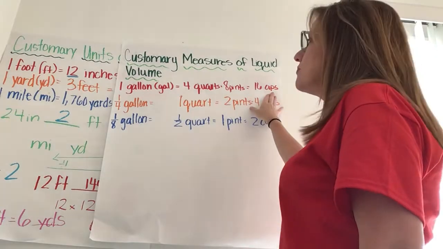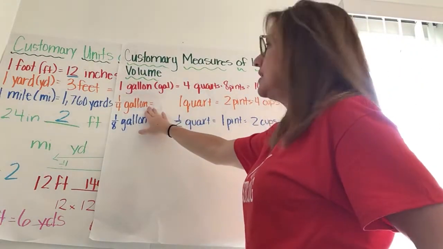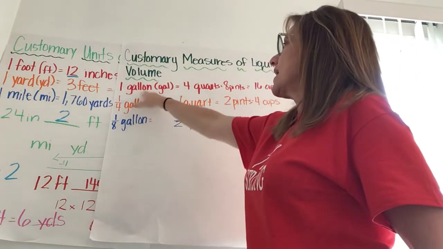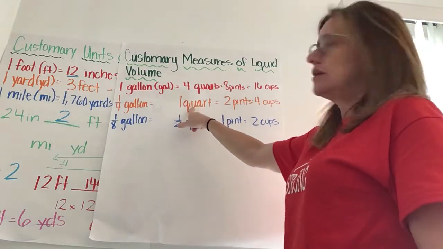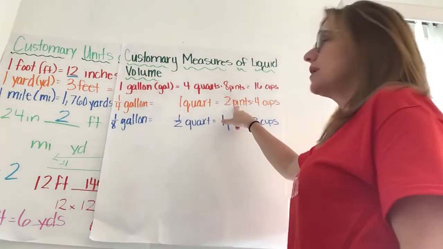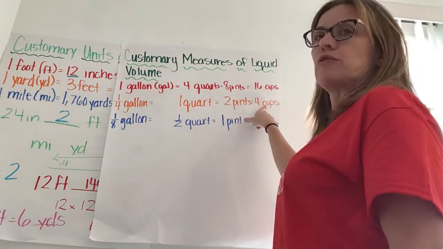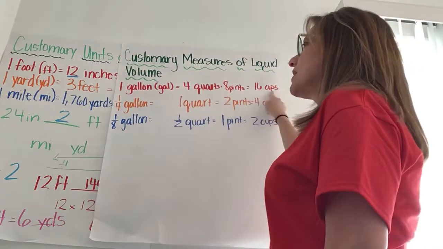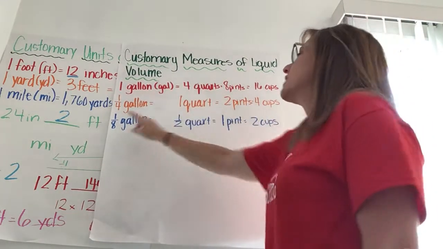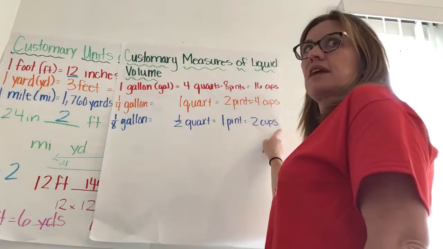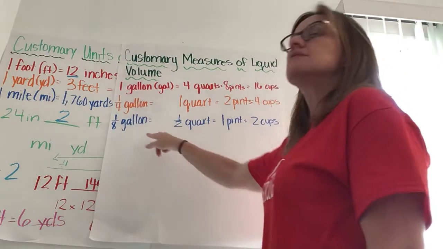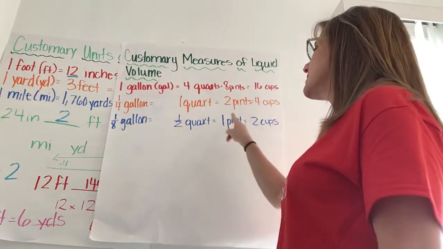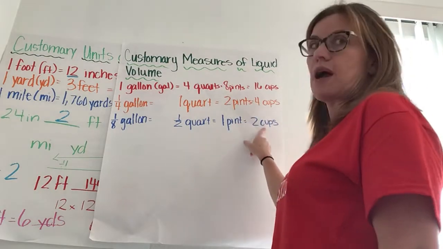These are all equal. A quarter of a gallon is equal to 1 quart, which is also equal to 2 pints, which is also equal to 4 cups. If you take all of this and divide by 4, you get that. If you divide by 8, you're going to get this. So 1/8 of a gallon is the same as half a quart, which is the same as 1 pint, which is the same as 2 cups.